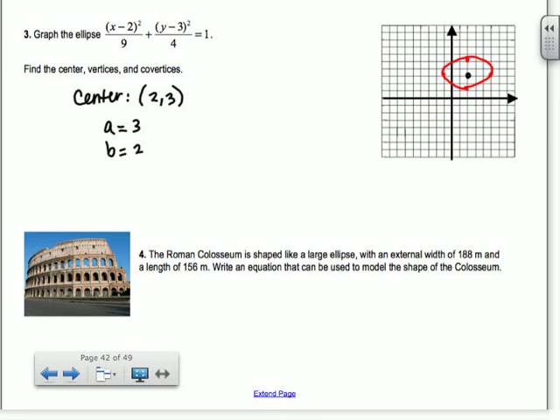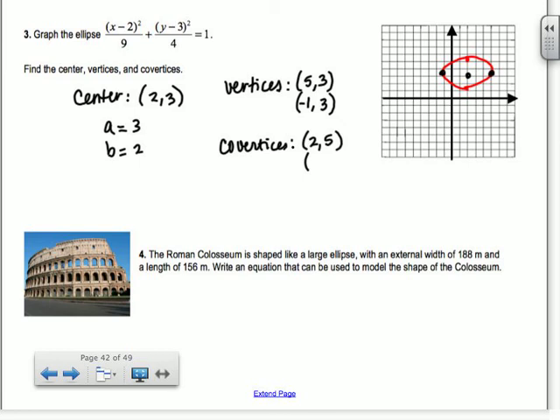Okay, so your vertices are here and here. From my center, I was at 2, 3. So my height's still 3, but I'm going to go over 3, 4, 5. So it's 5, 3. Like I said, my height's still 3. I'm going to go over 1, 2, 3 from there. So -1, 3. Did you guys understand that? You just count. All right, and then the co-vertices. You were at 2, 3. You go up 2 more, so you're now at 2, 5. And you're at 2, 3, you go down 2. So you're now at 2, 1. And those are your answers.